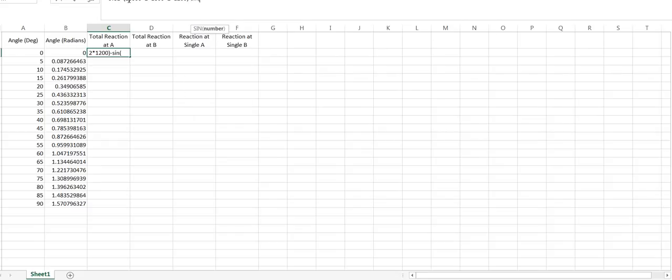Minus sine of this angle times, and I'm going to have 6 times 1,800 plus 12.25 times 1,200, and that whole thing is going to be over 4. So I'm going to come over here, go to the end there, divide by 4. Alright, so that's my total load there.